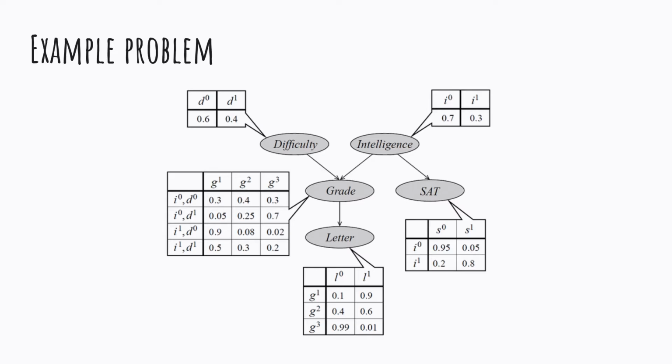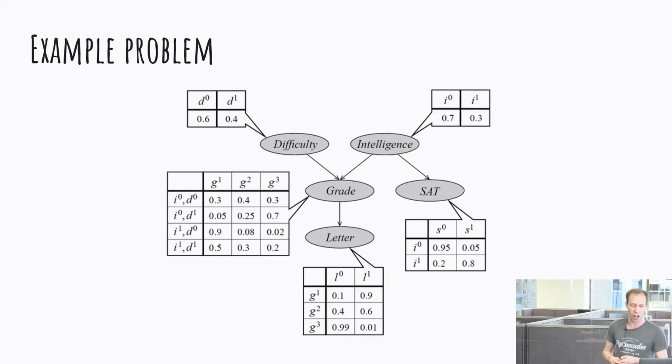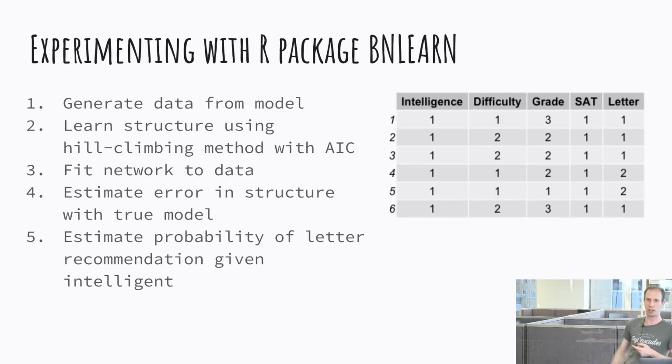So as an example problem of this, let's say there are some students in a class. The class has a certain difficulty, low or high, and there's an underlying intelligence of the student, low or high. The intelligence affects their SAT scores, but the grade you get in the class will depend upon the difficulty of the class and the intelligence of the student, and then whether you get a good letter of recommendation or not depends on that grade as well. So you can see intelligence, or say SAT, might look like it's related to letter, but actually they're conditionally independent.